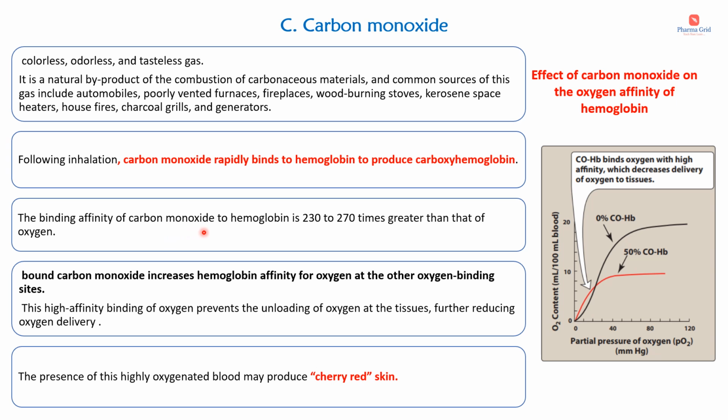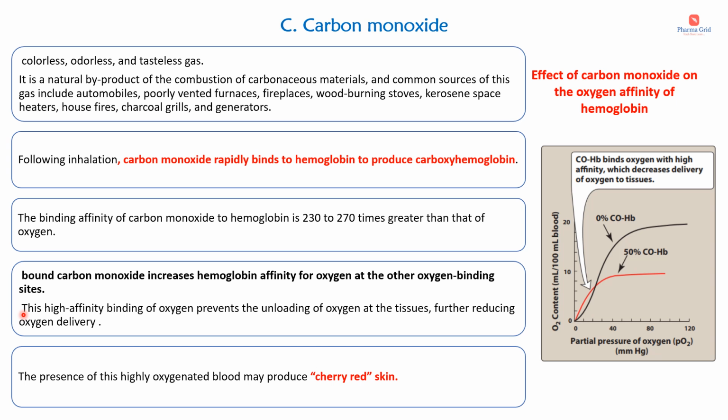The binding affinity of carbon monoxide to hemoglobin is 230 to 270 times greater than that of oxygen. And there is one more problem also. This bound carbon monoxide increases hemoglobin affinity for oxygen at the other oxygen binding sites. Normally, this oxygen is transported to tissues with the help of hemoglobin. So, if this carbon monoxide has bound to this hemoglobin, there will be formation of carboxyhemoglobin.